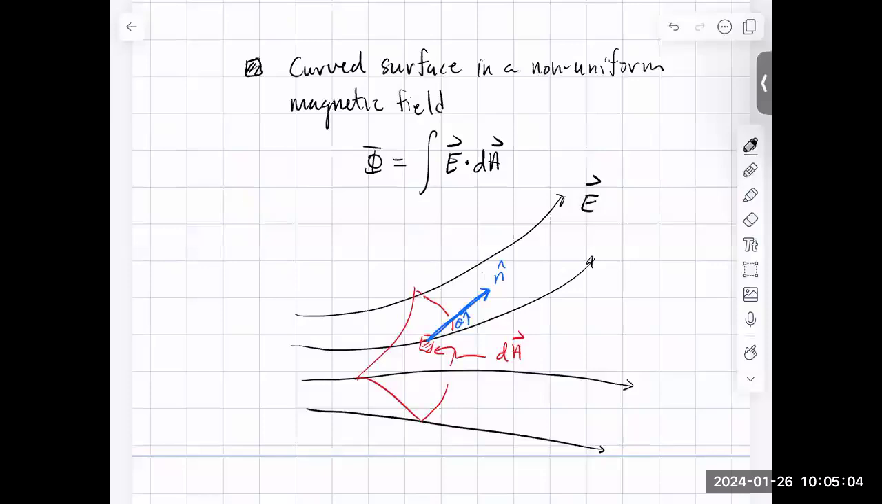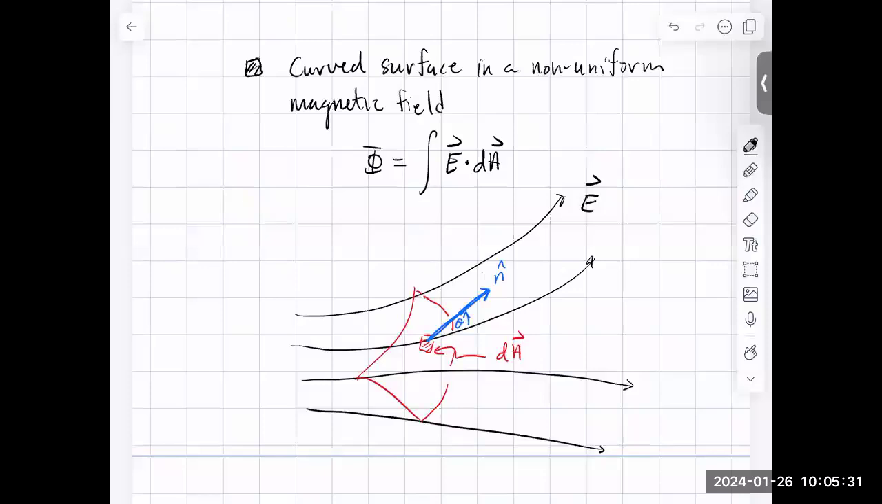And the answer is yes. If the normal vector and the electric field have an angle greater than 90 degrees between them, then when you do this cosine of the angle, cosine of some angle bigger than 90 degrees is going to be a negative number, right? So for angles between, I should say, 90 and 270 degrees, you would get a negative result for that cosine.